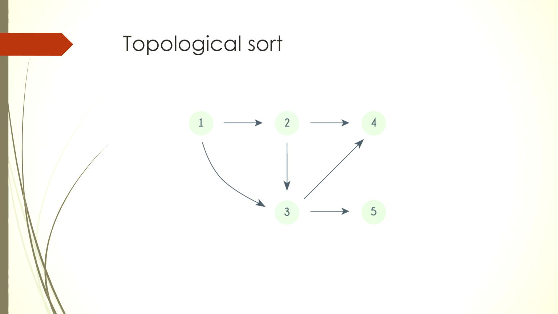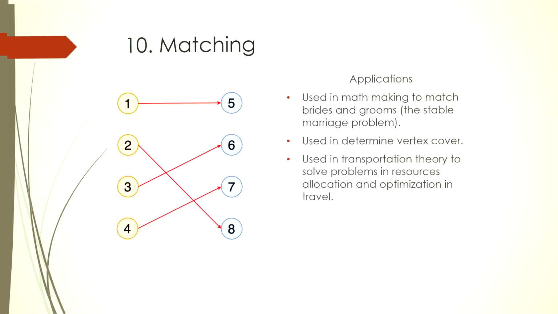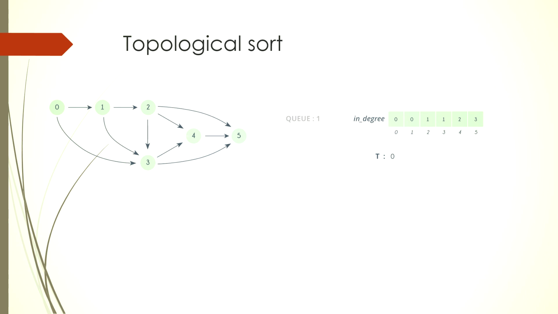Let's see how we can find a topological sorting of a graph. Basically we want to find a permutation of the vertices such that for every vertex V, all the vertices Vj having an edge directed toward V come before V. Here's a sample of topological sort.